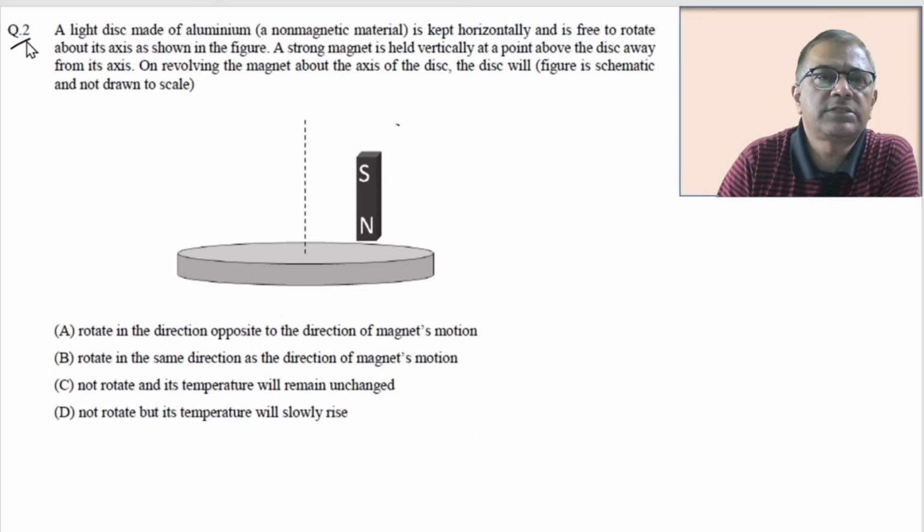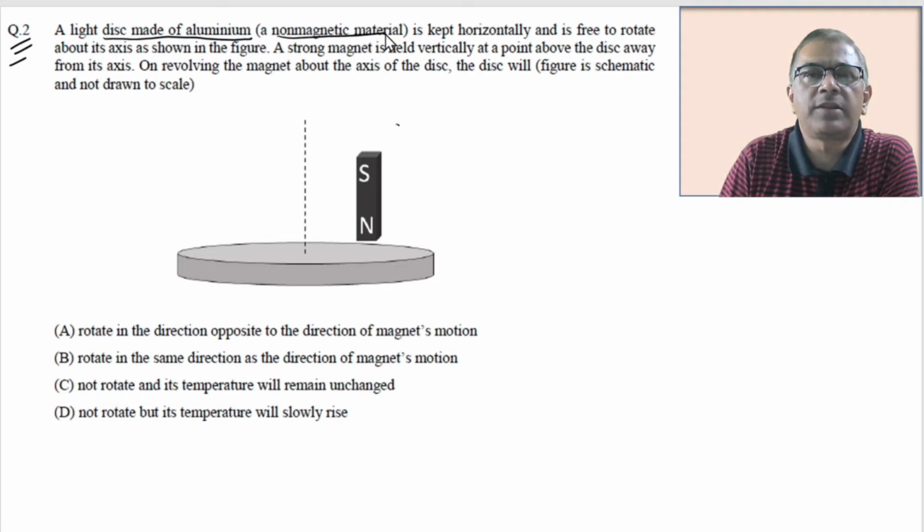Dear friends, let's discuss question number 2. In this question, we have a light disk made of aluminium. Aluminium happens to be a non-magnetic material. It is kept horizontally and is free to rotate about its axis as shown in the figure.